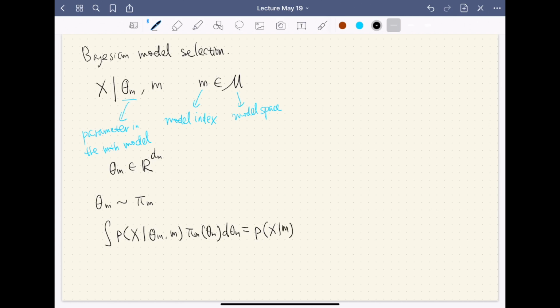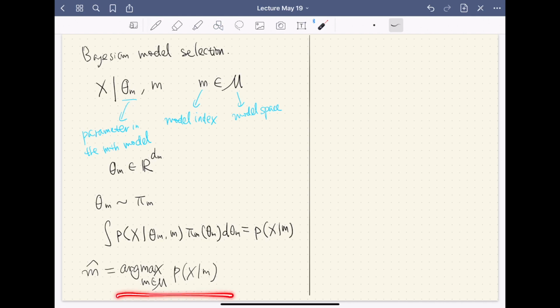Okay? And the Bayesian model selection procedure is to use the empirical Bayes principle, which is we can maximize the marginal likelihood over the model space. Right? So this corresponds to you putting a uniform prior on the model space. Of course, you can put other priors as well. It can be generalized. Now, this is a nice formula, but unfortunately, it is hard to compute.